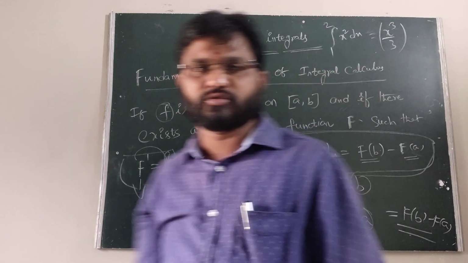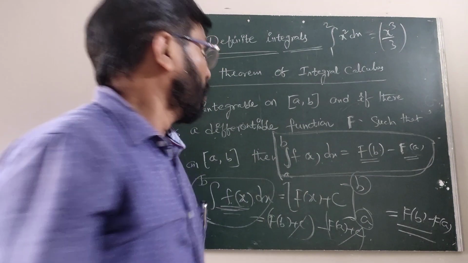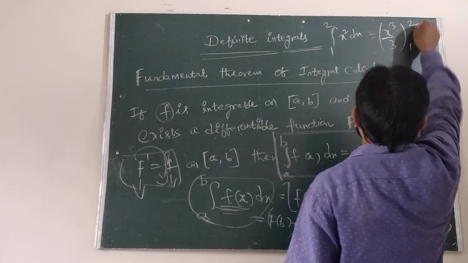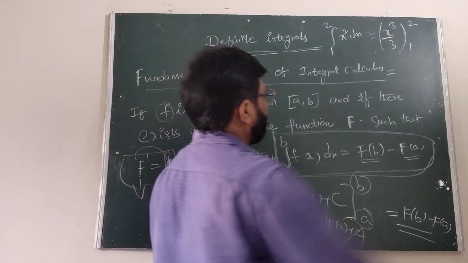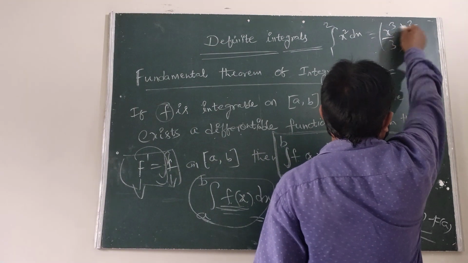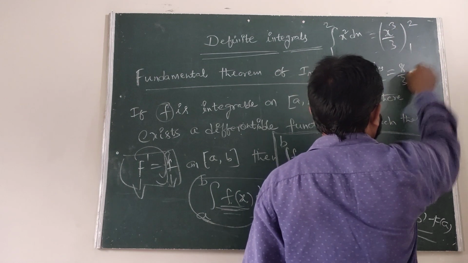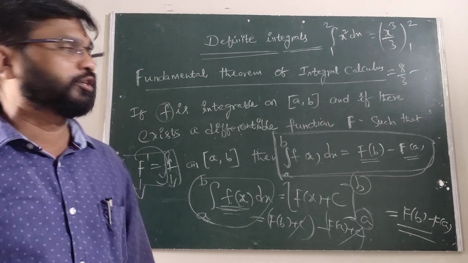The integral of x square is x cube by 3. We are taking the integral from 1 to 2. First of all, you have to substitute the upper limit. Replacing x with 2, 2 cube is 8 by 3. Is it clear? Now we have to substitute the lower limit.